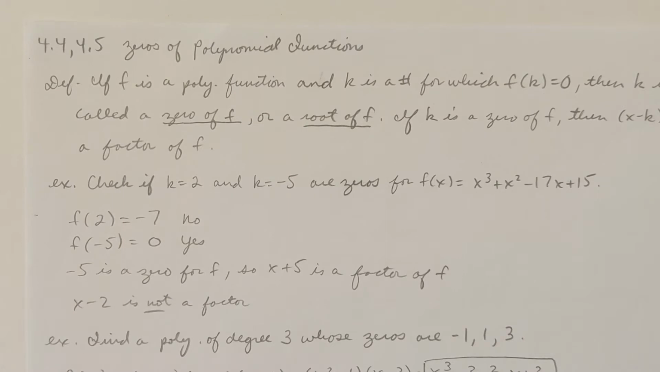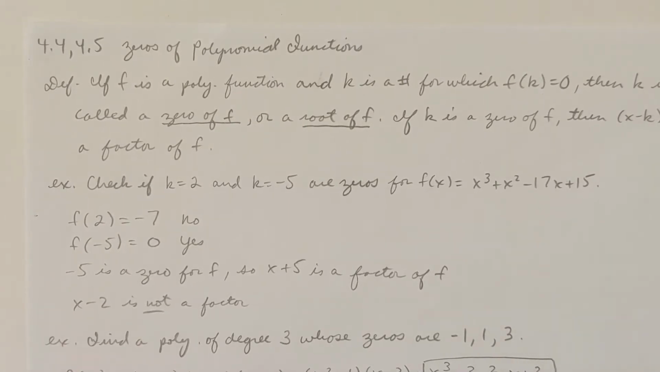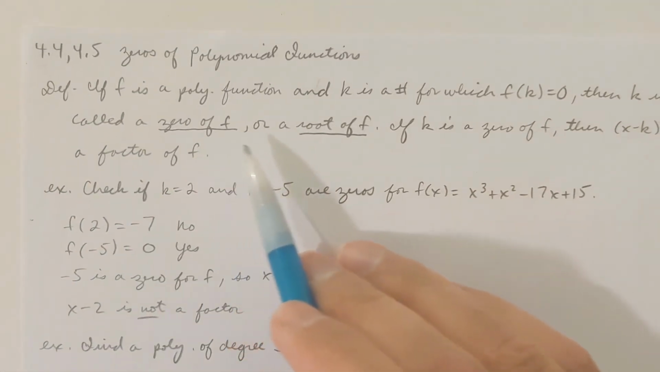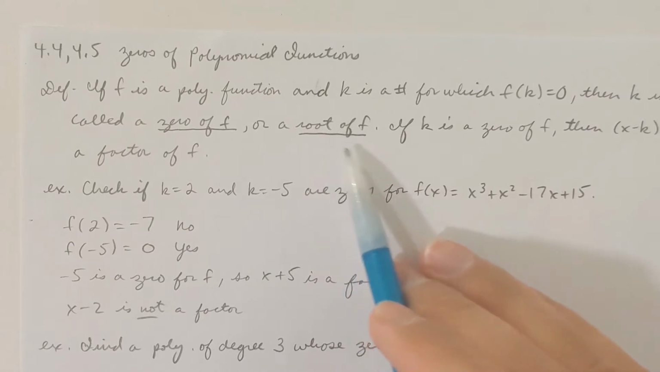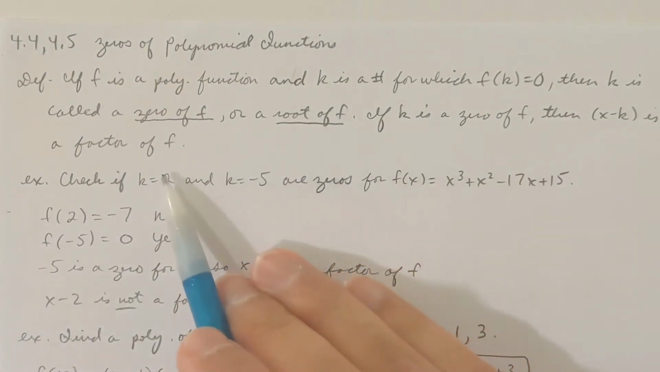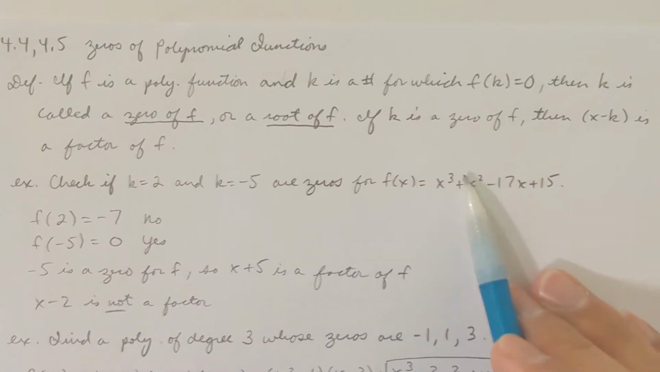If f is a polynomial function and k is a number for which f of k equals 0, then k is called the 0 of f, or root of f, some books say. If k is a 0 of f, then x minus k is a factor of f.